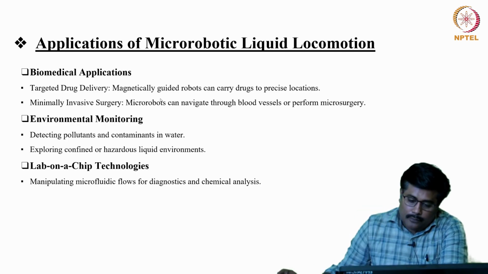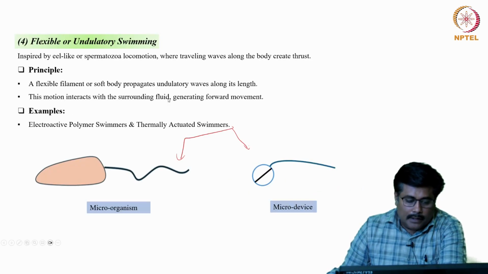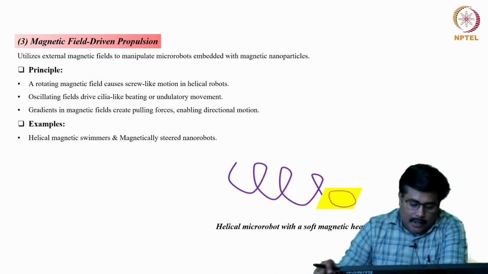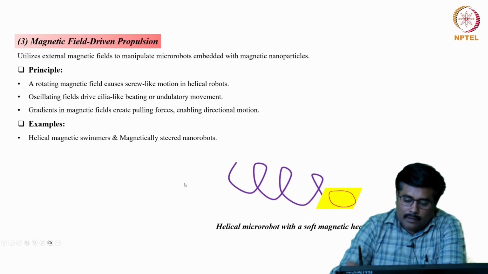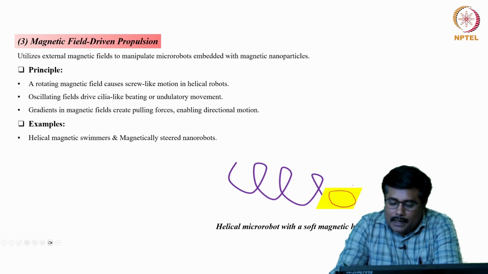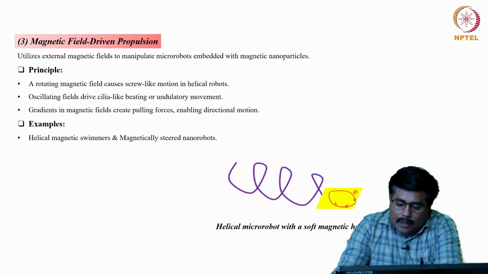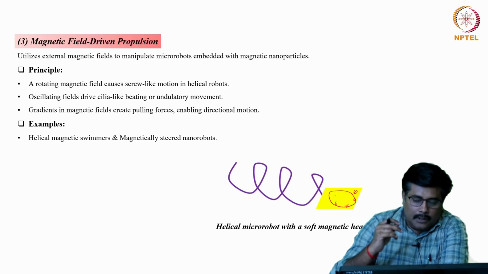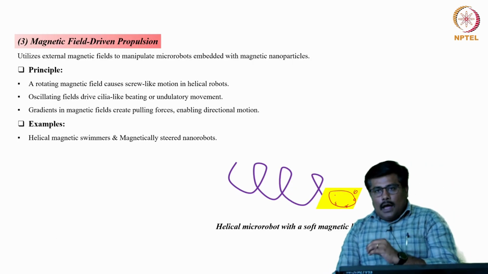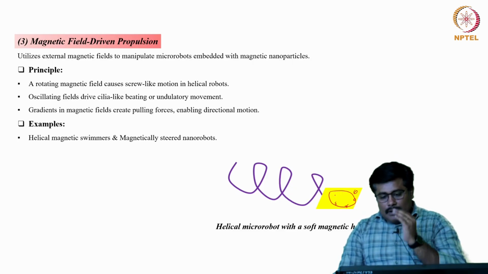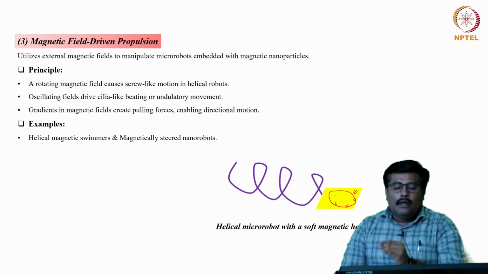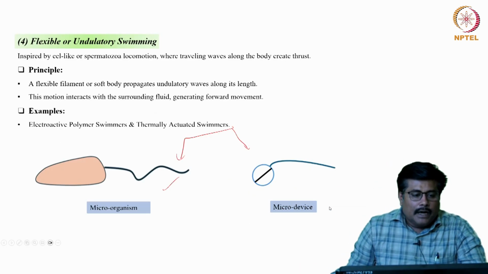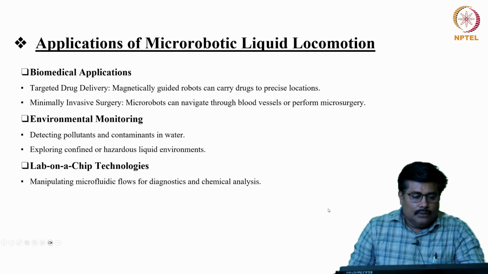If you look into the propulsion, it might be a microorganism, something like this, or a helical micro robot, something like that. Especially for targeted drug delivery, the drugs can be encapsulated at this particular point, so that the propulsion is exhibited in such a way that it reaches a particular point and then releases the drug. For those locomotions, such structures are effectively used.